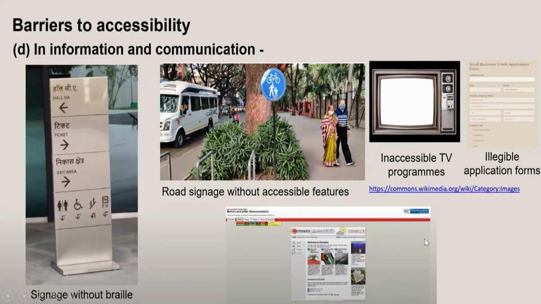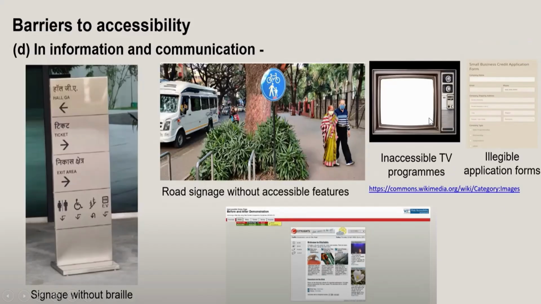Then in information and communication, signages without braille. So there are signages, but a blind person cannot identify where is the hall, ticket counter, exit, entry, washrooms, etc. Road signage with accessible features. So these are the road signages which are provided behind a tree, so one cannot easily access them. It can be provided in front of or alongside a footpath, not on the roadside.